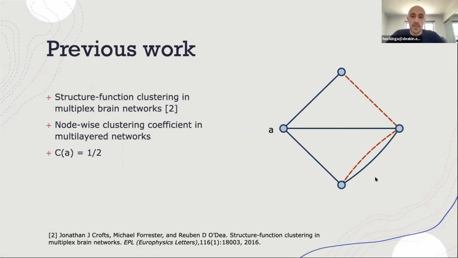Some of the previous work that's been done, which is what a lot of our work builds upon, looks at node clustering in these two different layers of the brain. The structure function clustering coefficient measures how often a region acts as an intermediate stopover between these functionally connected regions where there isn't a direct path between them.